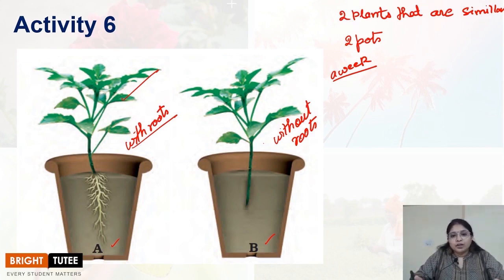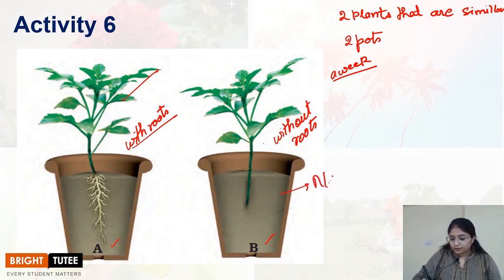What is the difference between the two plants? They are similar in all aspects. The only difference is that the plant that is in pot A has roots, whereas the plant that is in pot B does not have roots. So in this way, it shows that the root is essential for survival, right? Another thing which you can observe here is that wherever in the plant there is no root, the plant is not surviving, and the reason is that the plant is not able to receive water, right?